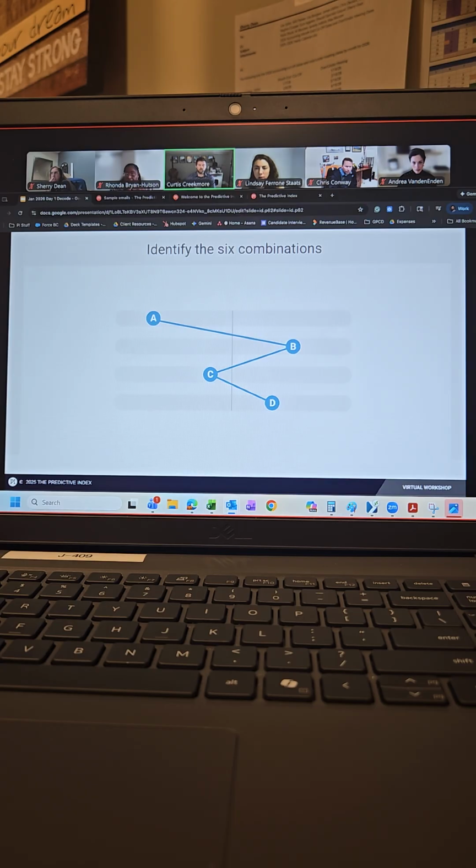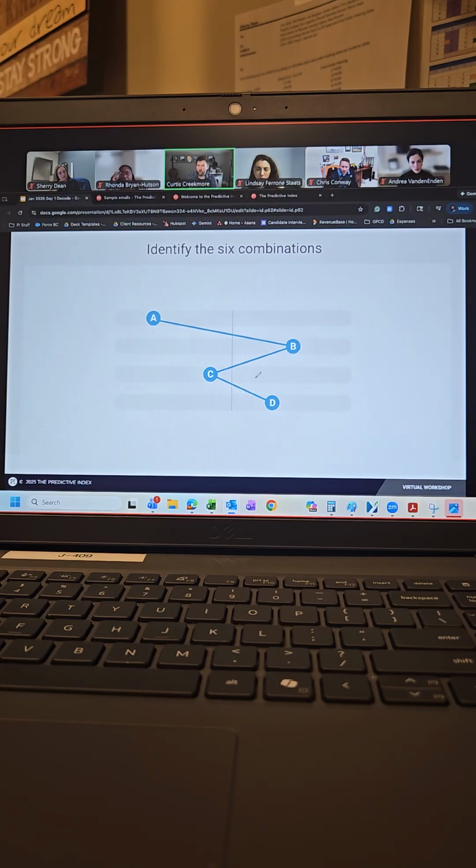So let's start with AB. That's a factor combination. Is this person A over B or B over A? Andrea, you already got it. Okay, great. B over A, right? I'm going to draw on my screen. This person's B is greater than their A. So we would say B over A. Oh my goodness, drawing with a mouse. Great. And that means they are people-oriented. Fantastic.